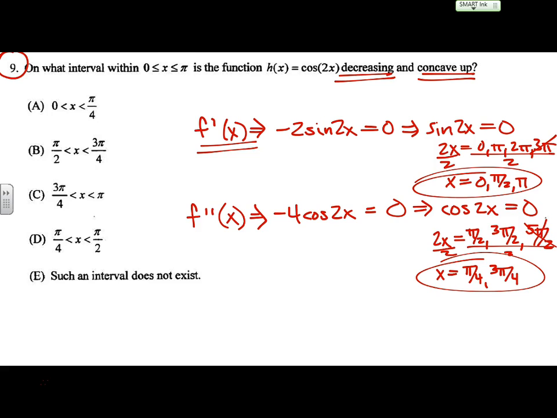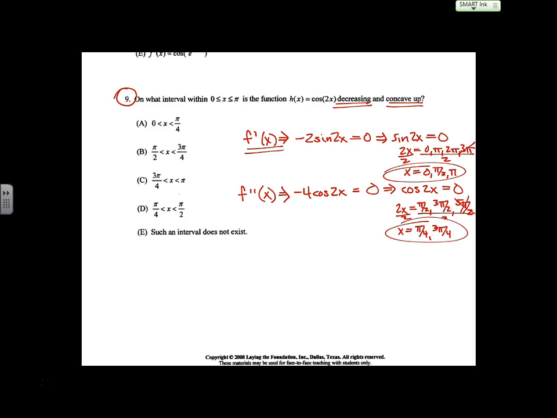You have a choice here, since they asked for decreasing and concave up. We can make one huge sign chart, if you would like, and we could put in all of those numbers in the sense of you cut off at 0 and pi. We have pi over 2 here. We have pi over 4 and 3 pi over 4. And we could check f prime and f double prime for each interval and just make one big old sign chart with everybody going on in there. Or you can make two separate sign charts. Both of them work. Both of them are good.